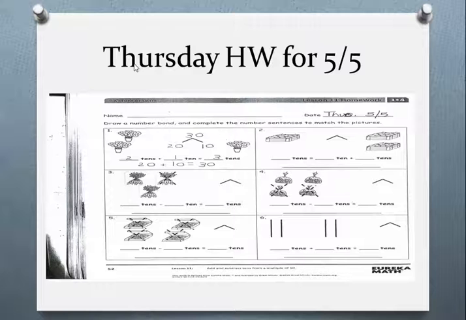Now Thursday's homework. You will draw a number bond and complete the number sentence given to match the pictures. So when they have the word tens, that means you are counting how many tens you see. There are 10 flowers in each of these parts. So basically there are 2 tens here. That's why they wrote 2 tens. And then here on the other side there is only 1 ten.